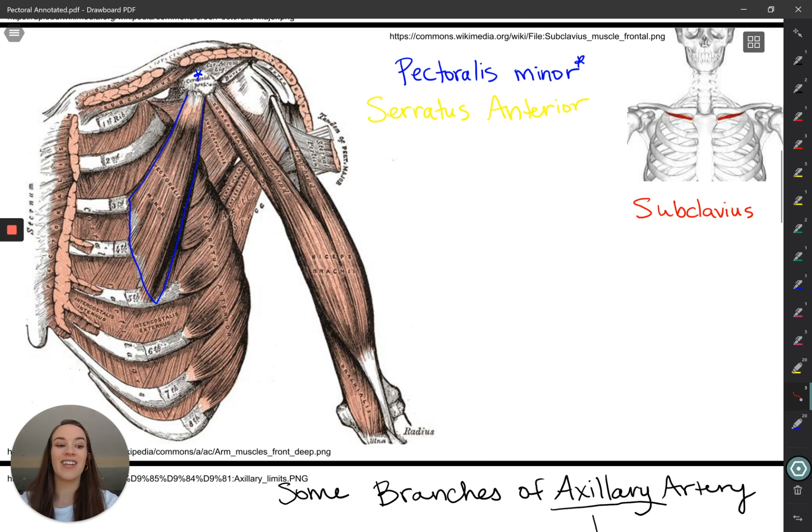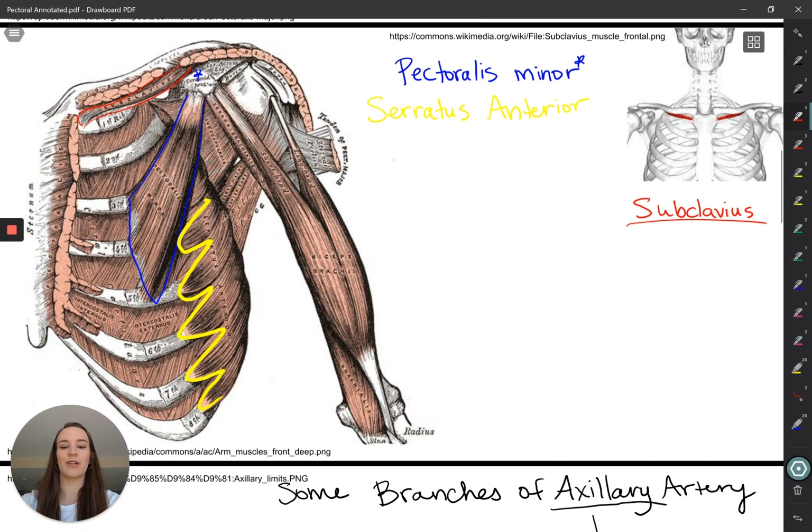So next we're going to talk about our serratus anterior. This guy has its serrated edge, and it'll continue up underneath pec minor. But there's our serratus anterior. And lastly, just for funsies, we're going to throw in subclavius. Subclavius is this little skinny guy right here underneath the clavicle, hence subclavius. So those are pretty much all the muscles that we're going to talk about.